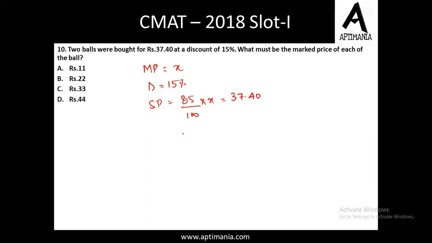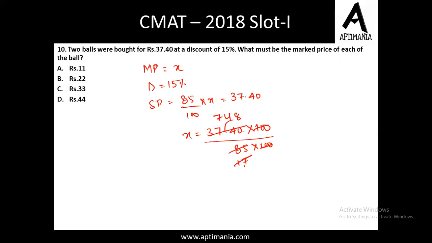So if I try to get the value of X, I'll have 37.40 into 100 upon 85. I'll remove the decimal and I'll have 100 in the denominator. This 100 and 100 will get cancelled out. If I cancel it by 5, I'll have 17. If I cancel it by 5, I'll have 7. 24 means 4, and then 47, 48.